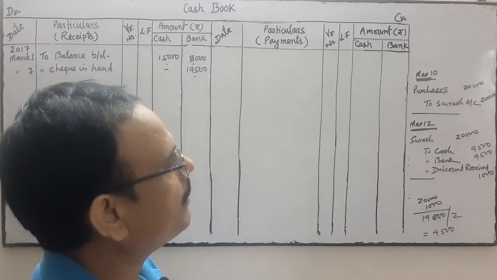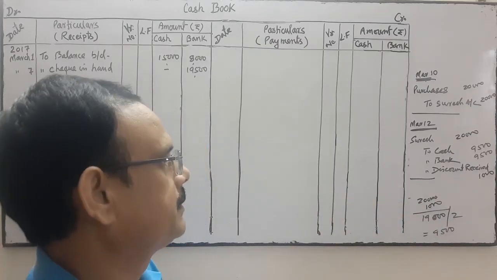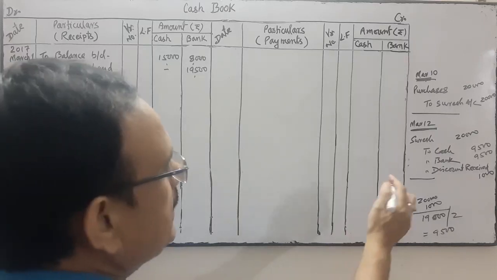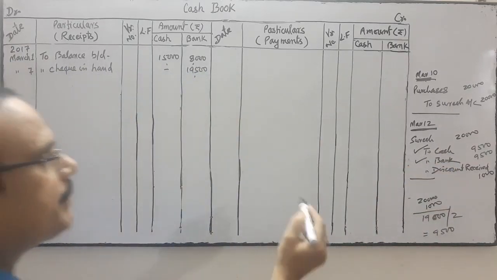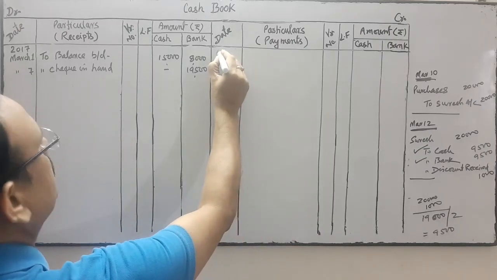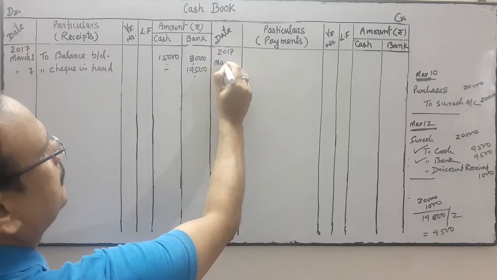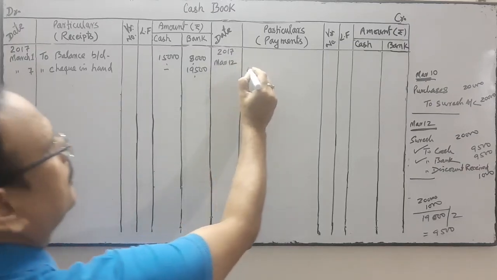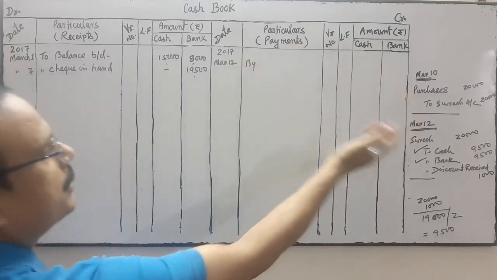Half the amount is paid by cash and half the amount is paid by check. Okay, so this entry will be recorded in the cash book. In this entry, cash and bank is credit. On the credit side, first of all I am going to write the year. Date is March 12. So cash and bank is on credit, so on the credit side we will do the posting.